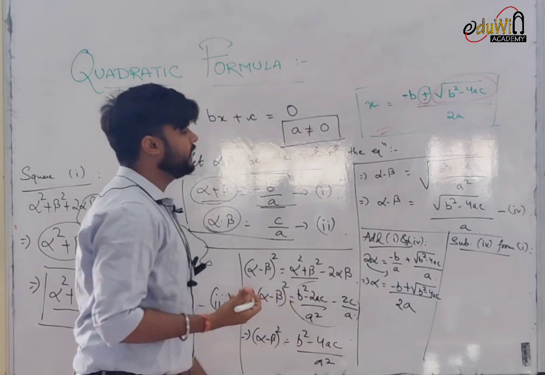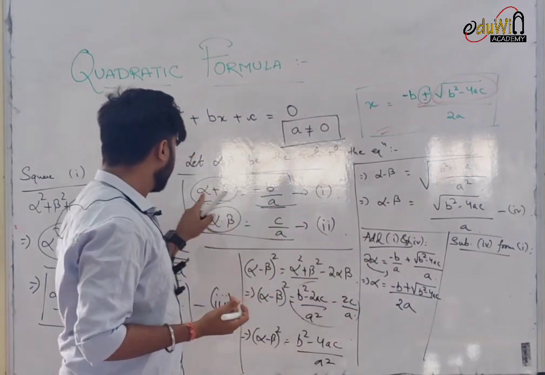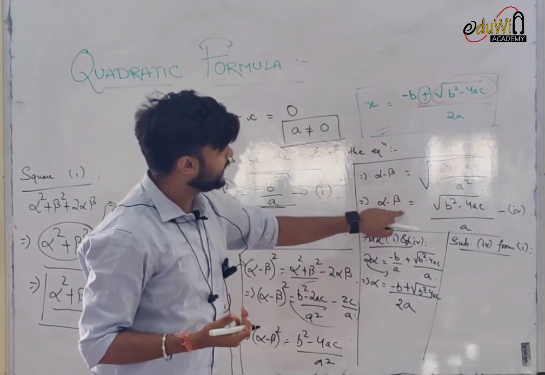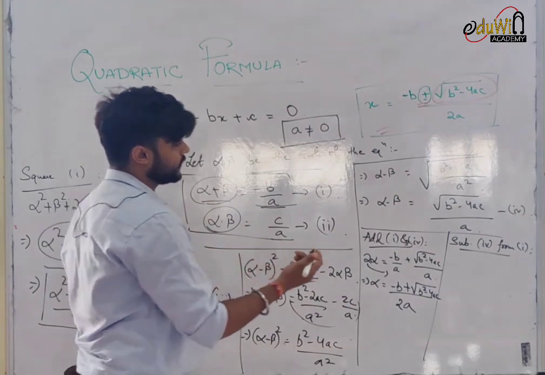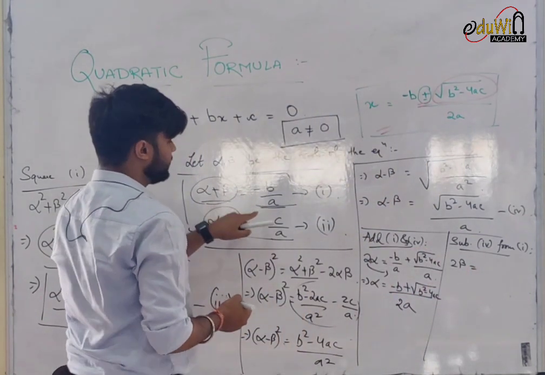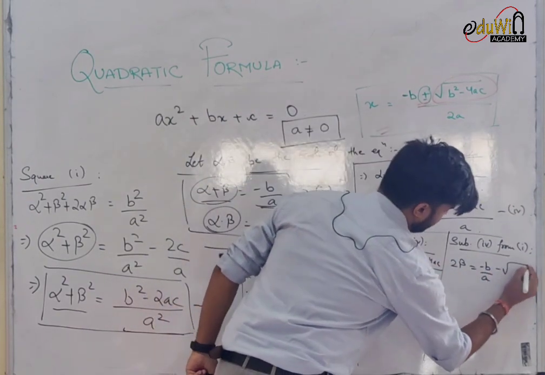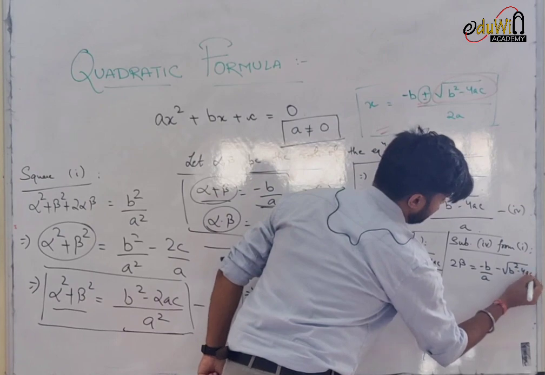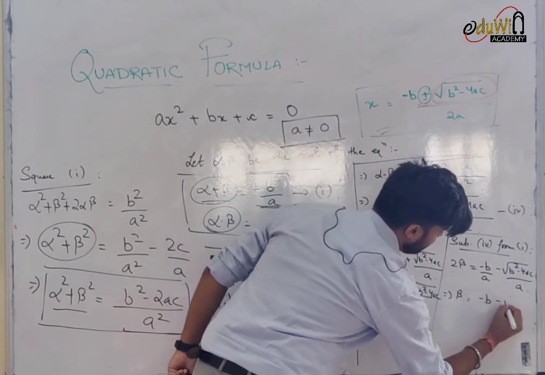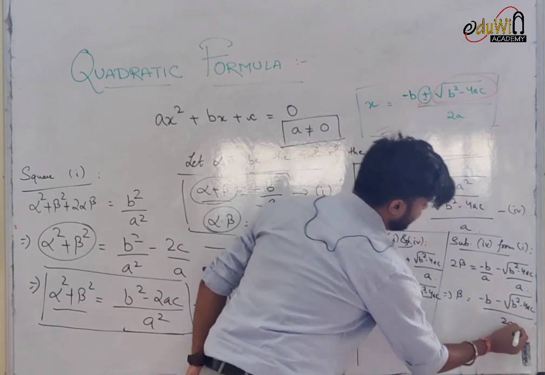And similarly, if we subtract 4 from 1, alpha minus alpha will be 0, and beta minus minus beta is beta plus beta, equals 2 beta on the left hand side, and minus b by a minus root over of b square minus 4ac by a. Therefore, beta equals minus b minus root over b square minus 4ac divided by 2a.